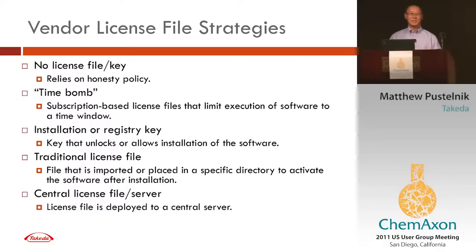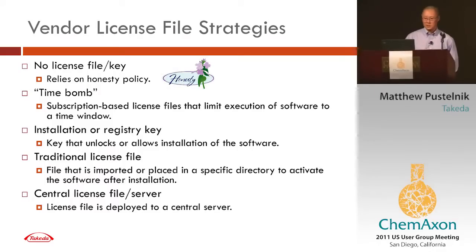This is a topic near and dear to my heart, vendor license file strategies. The reason I bring this up is that I like the model JChem4XL provides, because they don't just have one way to handle licensing. There are multiple ways in JChem4XL to handle licensing. But what I wanted to highlight is that vendors have chosen various different ways of enforcing license. The first one is no license file or key, which relies on an honesty policy. Very rare nowadays. The time bomb.